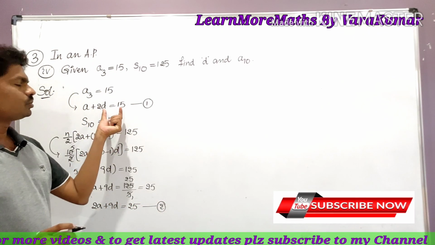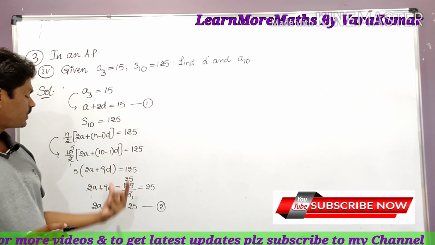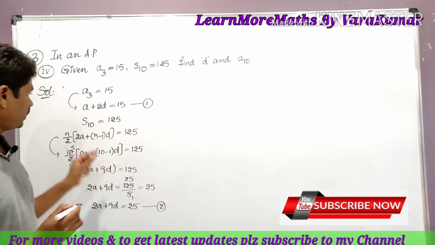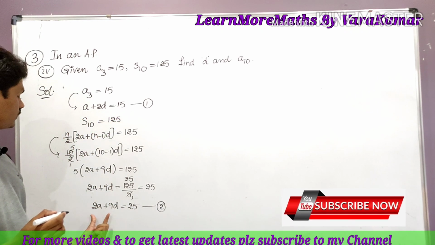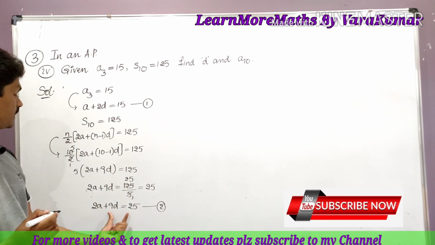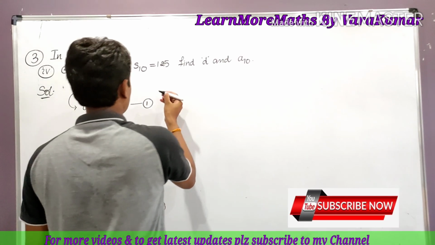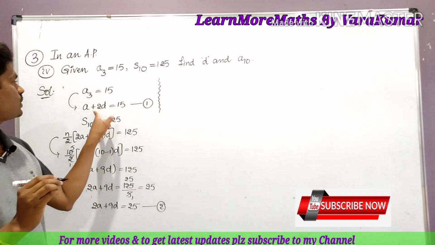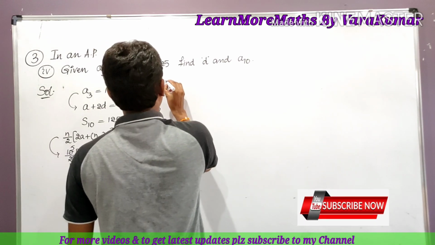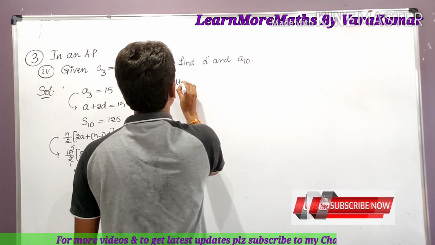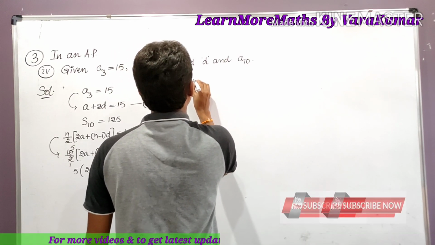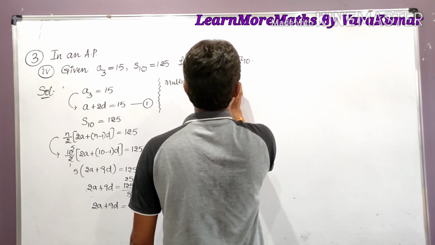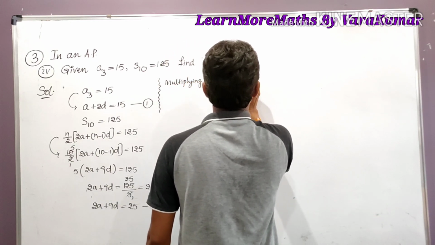So now student, we have two linear equations in a and d. Using these two we have to solve for the a and d values. Equation 1 is a plus 2d is equal to 15, equation 2 is 2a plus 9d is equal to 25. Now to solve equations 1 and 2, I am multiplying equation 1 by 2 on both sides.